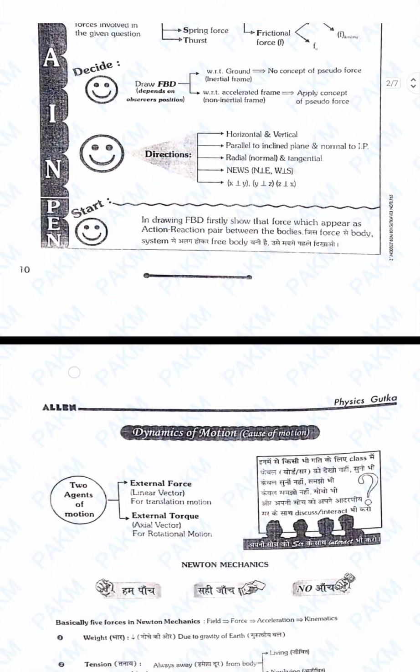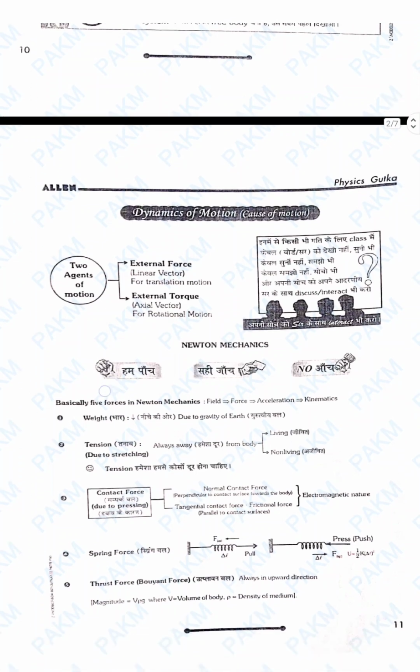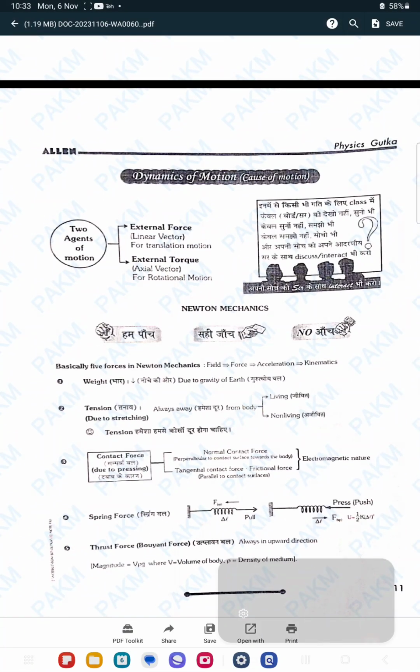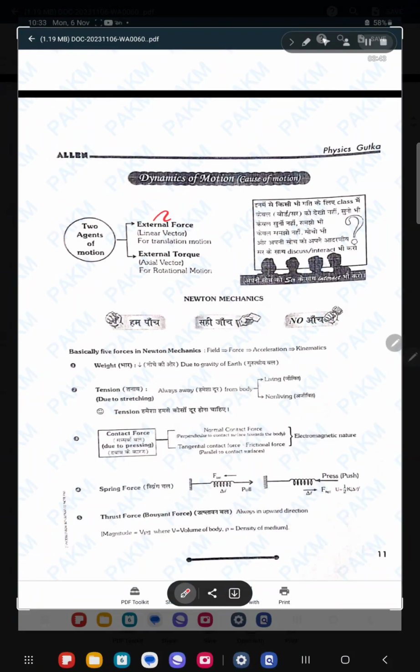Fine. Now let's move to the next section, that is called dynamics. Under the dynamics section, we can say there are two agents of motion. One is called external force, and the next is called external torque. External force is a linear vector for translation motion, and torque is an axial vector for rotatory motion. As you know, when a force is applied, the body starts moving. When a torque is applied, the body starts rotating.